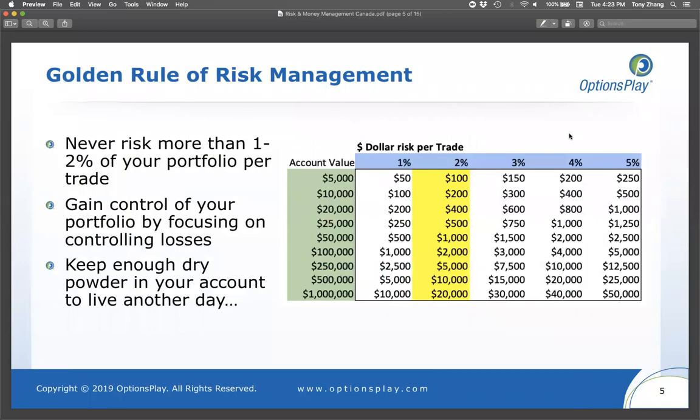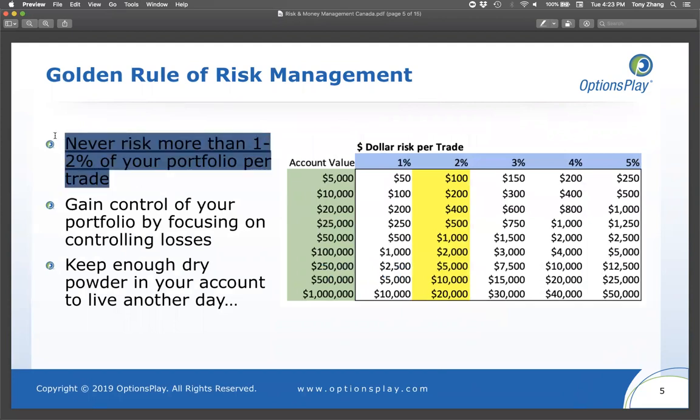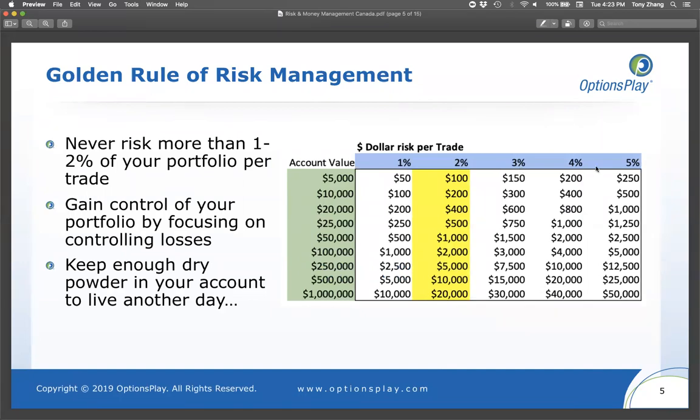So first of all, I'll start off with the golden rule of risk management, and it's pretty simple. It's simply risking no more than 1 to 2% of your portfolio per trade. What that means is that you can take a look at this chart here, where I have different account values. So this is your trading account size, if you will, and the dollar amount that you can risk per trade based on different percentages of your account that you'll risk per trade. So if let's say you have a $25,000 portfolio, to risk anywhere from 1 to 2% is risking anywhere from $250 to $500. And the sweet spot is usually somewhere around this 2% mark.